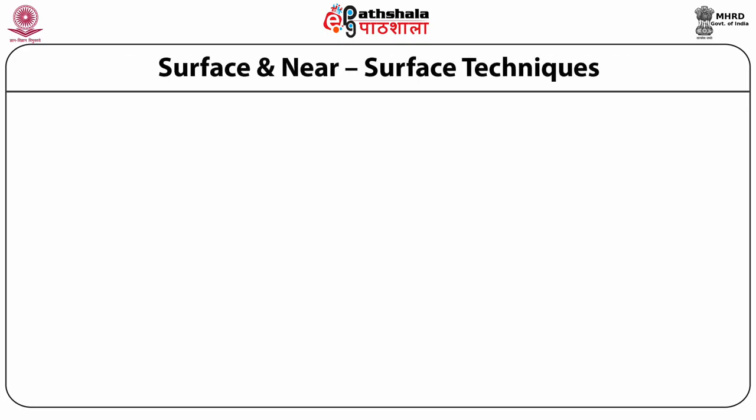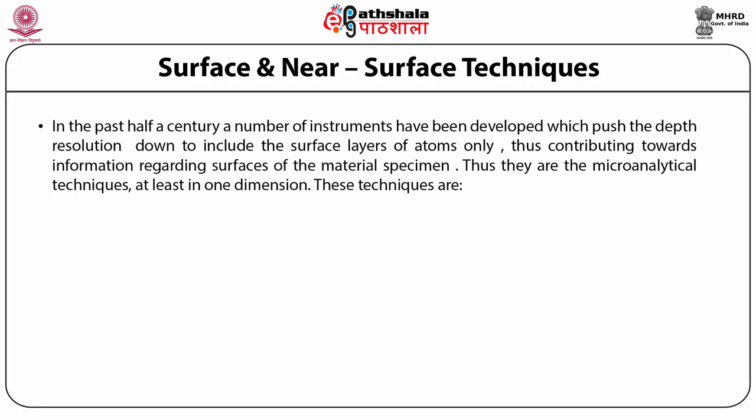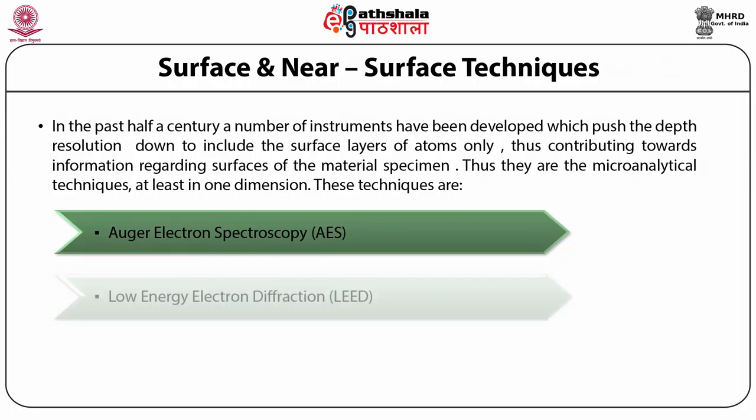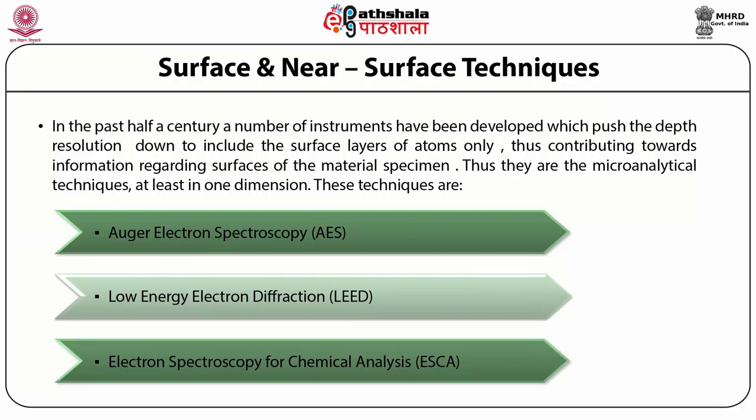Surface and near-surface techniques. In the past half a century, a number of instruments have been developed which push the depth resolution down to include the surface layers of atoms only, thus contributing towards information regarding surfaces of the material specimen. Thus, they are microanalytical techniques, at least in one dimension. These techniques are, first, Auger electron spectroscopy, popularly abbreviated as AES. Second, low energy electron diffraction, popularly written as LEED. And thirdly, electron spectroscopy for chemical analysis, abbreviated as ESCA.